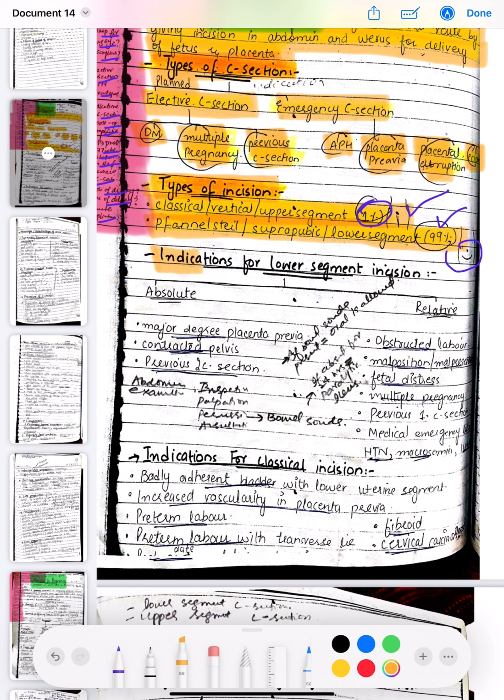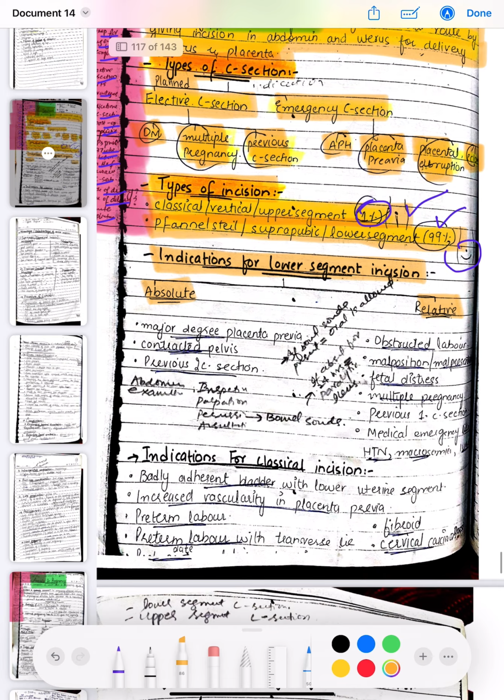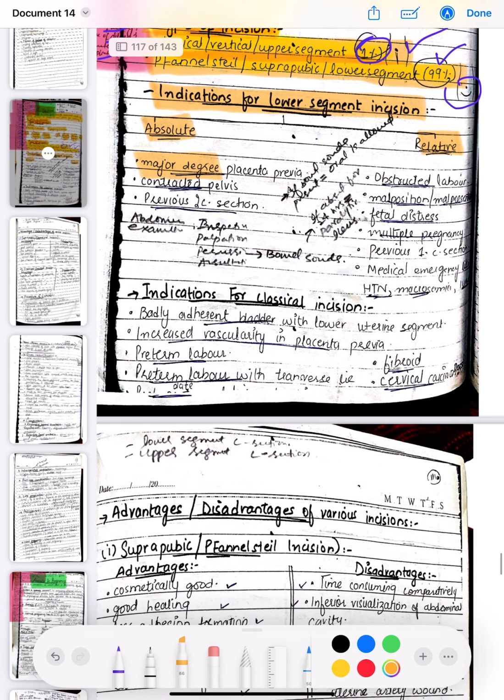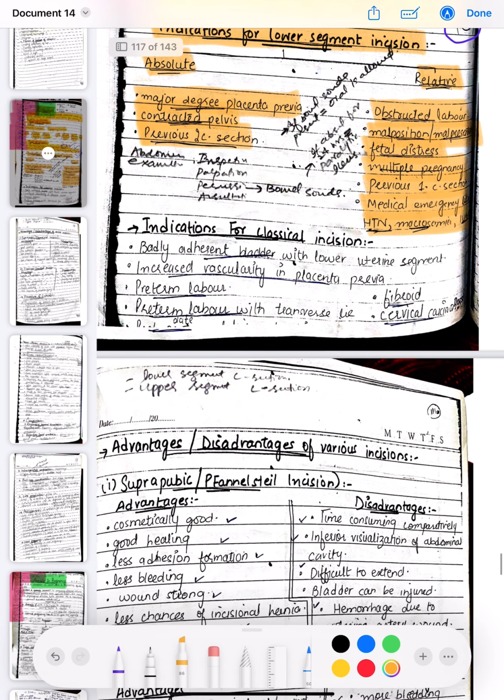Now the indications for the lower segment incision, these are absolute indications and relative indications. The absolute indications are major degree placenta previa and contracted pelvis and previous two C-sections, while the relative indications are obstructed labor, malposition or malpresentation, fetal distress, multiple pregnancy, previous one C-section, medical emergency, hypertension and macrosomia.